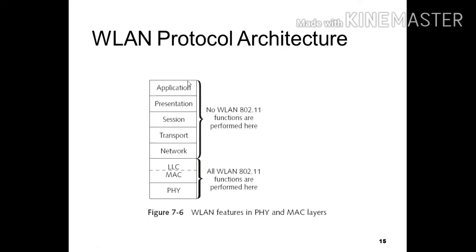Now we'll see next the wireless LAN protocol architecture. Here you can see the layer architecture of wired LAN, which consists of several layers: physical layer, data link layer, network layer, transport layer, session layer, presentation layer, and application layer. If we want wireless LAN, only two layers have been changed, the physical layer and the data link layer. The upper layers perform the same function as those of wired LAN. In wired LAN, the network layer provides different kinds of protocols, the transport layer has TCP and UDP, the application layer has HTTP, SMTP. All these protocols are the same, only the physical layer and MAC layer change.